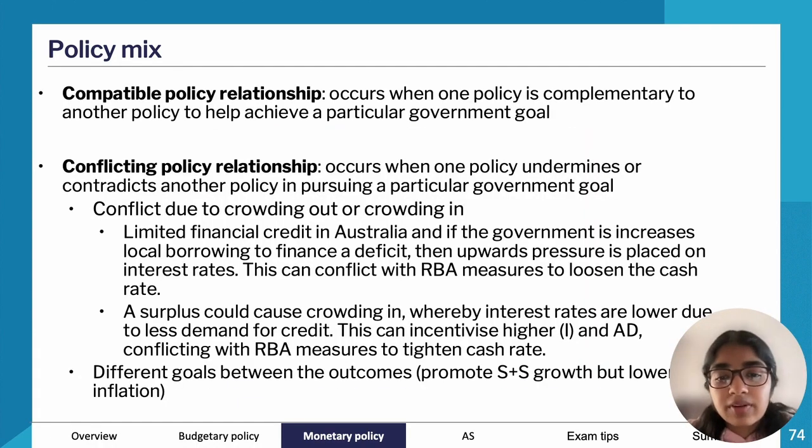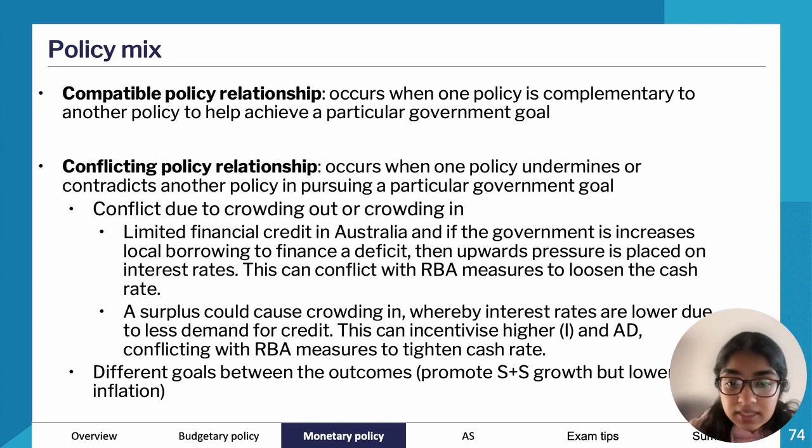Here is just a quick rundown on what policy mix is. There's two different policy relationships. You can have a compatible relationship. That's when monetary policy and budgetary policy are both trying to achieve the same thing, and they do achieve the same thing. So they're complementary. Let's say budgetary policy is trying to increase growth, and the RBA complements that with a low cash rate. They both work together to increase the levels of growth.